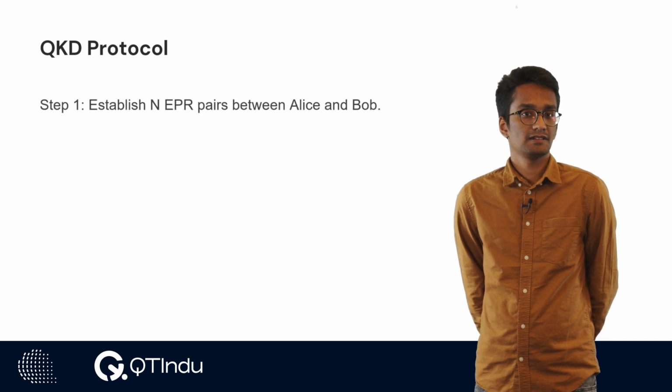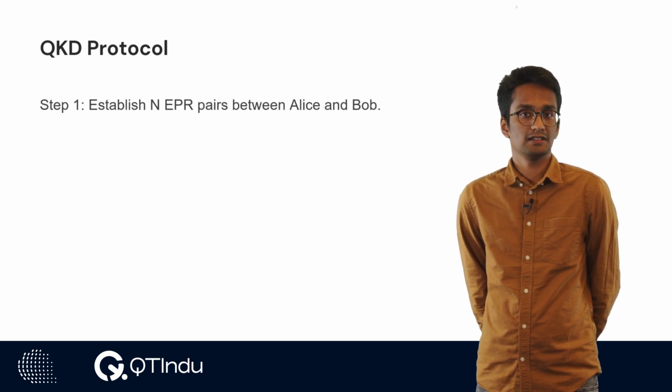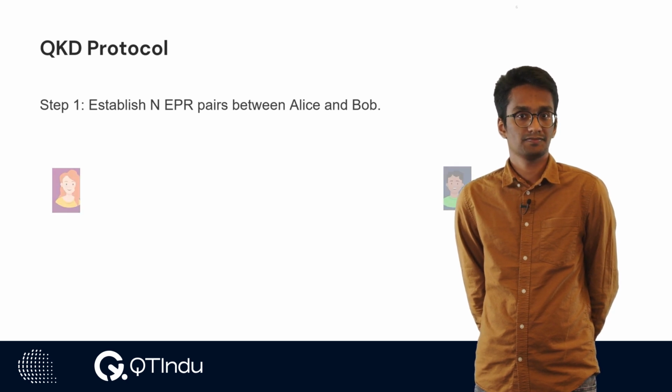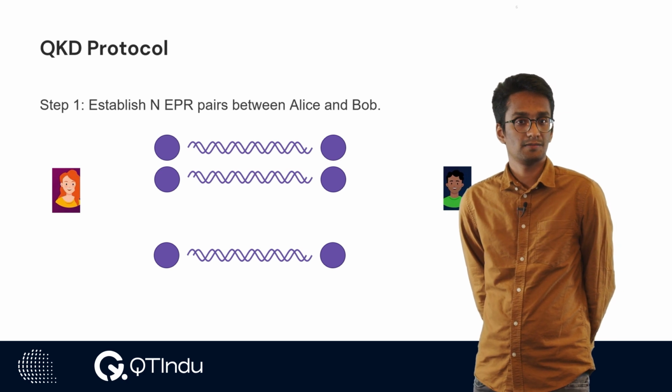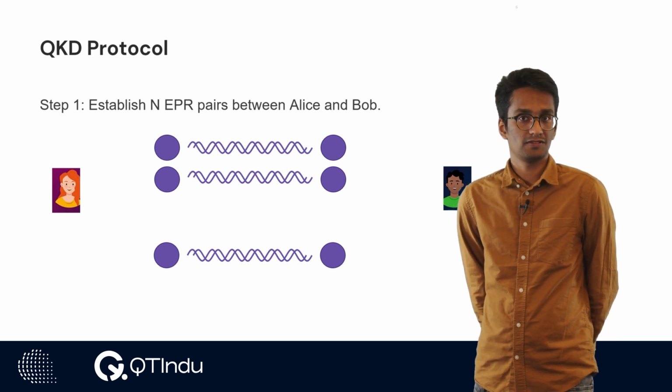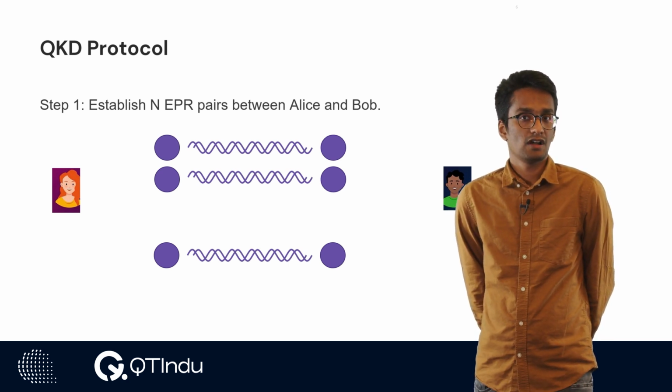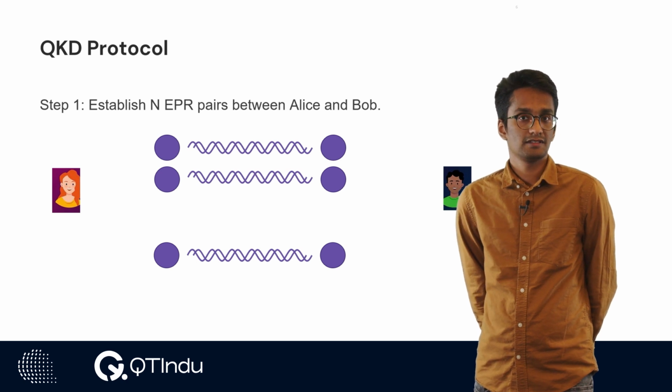The first step in the QKD protocol is to establish n EPR pairs between Alice and Bob. This n is computed by Alice and Bob beforehand, so both of them know how many entangled qubits they should generate.